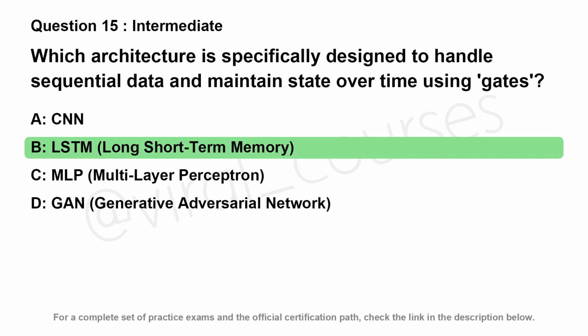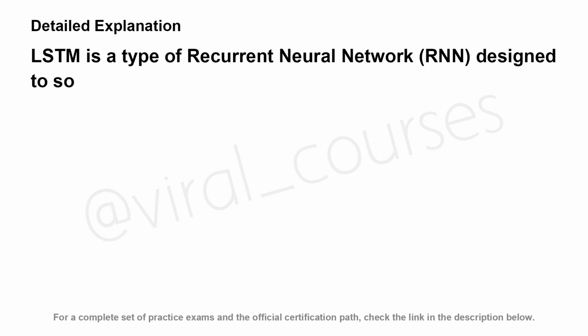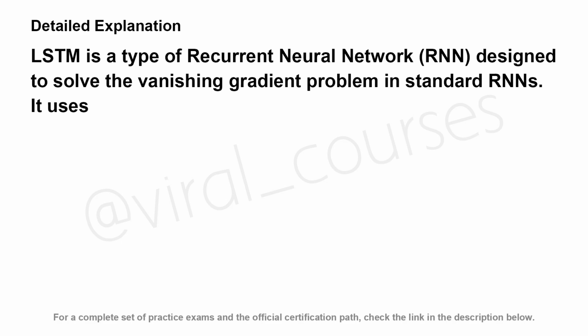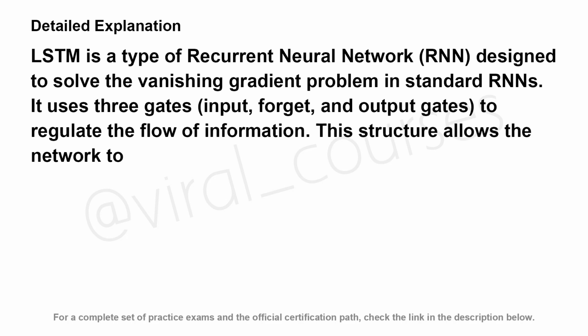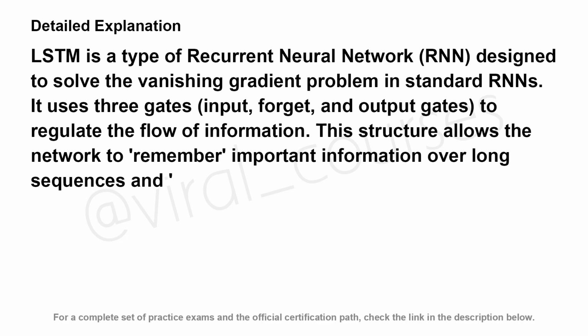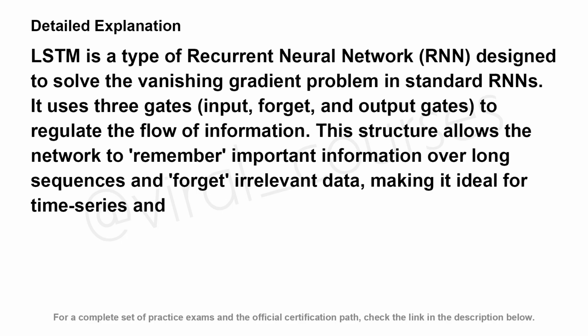The correct answer is B. LSTM is a type of recurrent neural network, RNN, designed to solve the vanishing gradient problem in standard RNNs. It uses 3 gates: input, forget, and output gates to regulate the flow of information. This structure allows the network to remember important information over long sequences and forget irrelevant data, making it ideal for time series and natural language tasks.